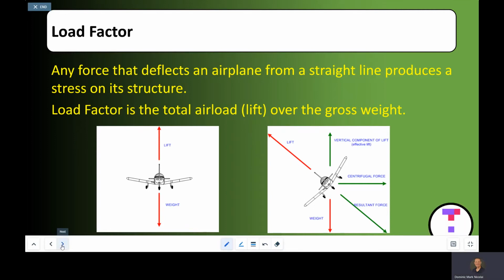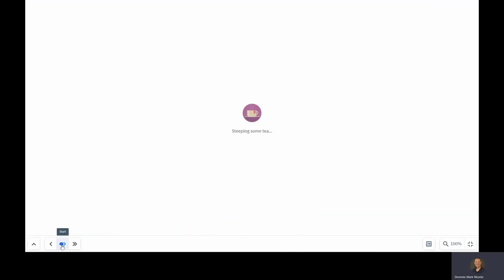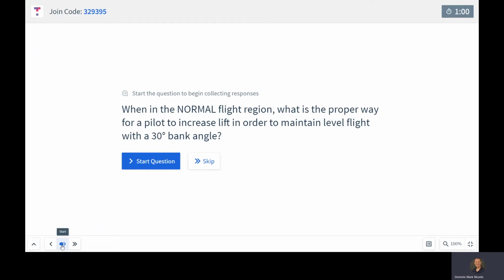Make sure we understand this concept here. Let's take a moment for a question here on Top Hat. Okay. We got 2 questions here. First one, you're in the normal flight region. Think about that power curve. You're in that normal flight region where if you add power, you go faster. Okay? What is the proper way for a pilot to increase lift in order to maintain level flight with a 30-degree bank angle? So there's your question there.